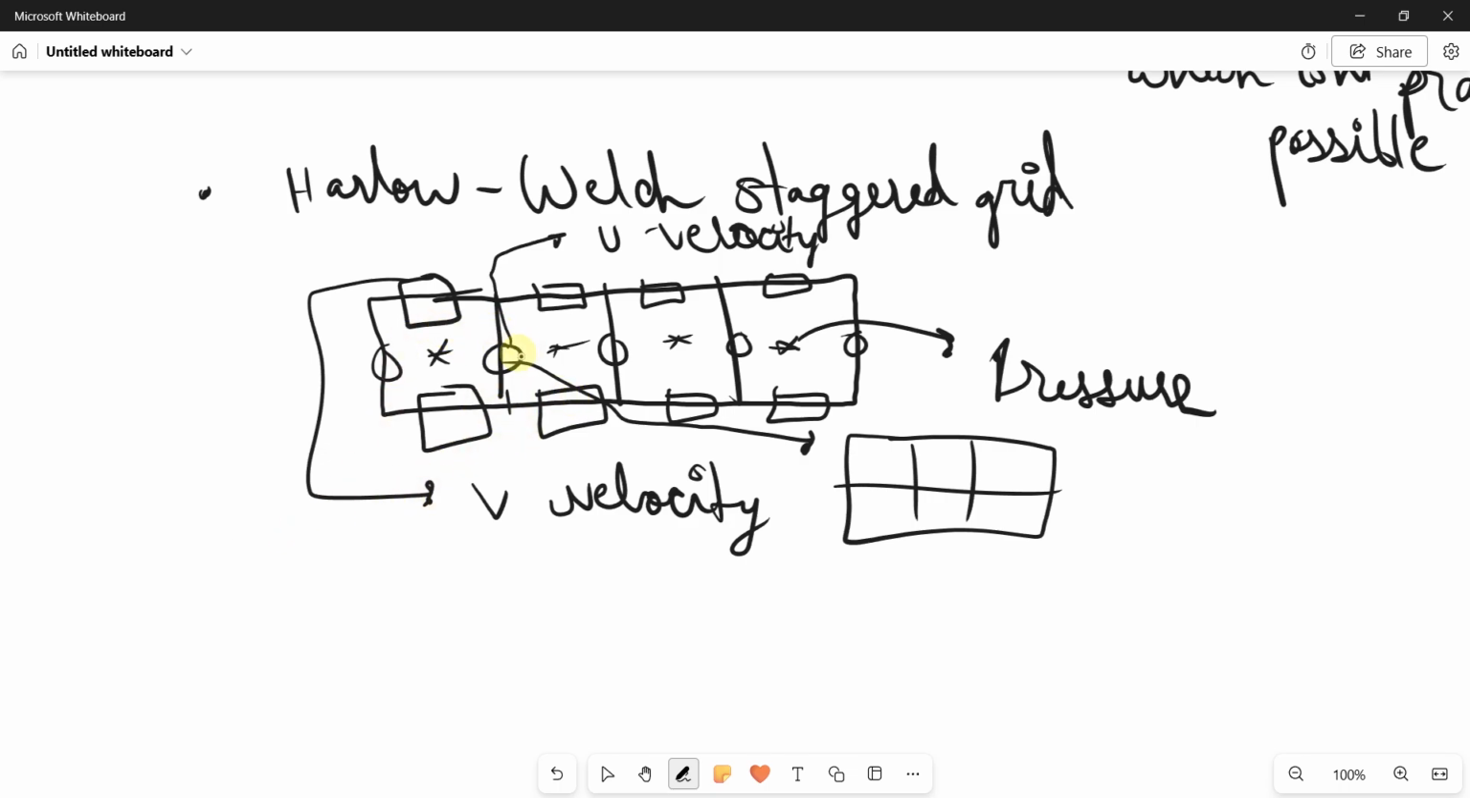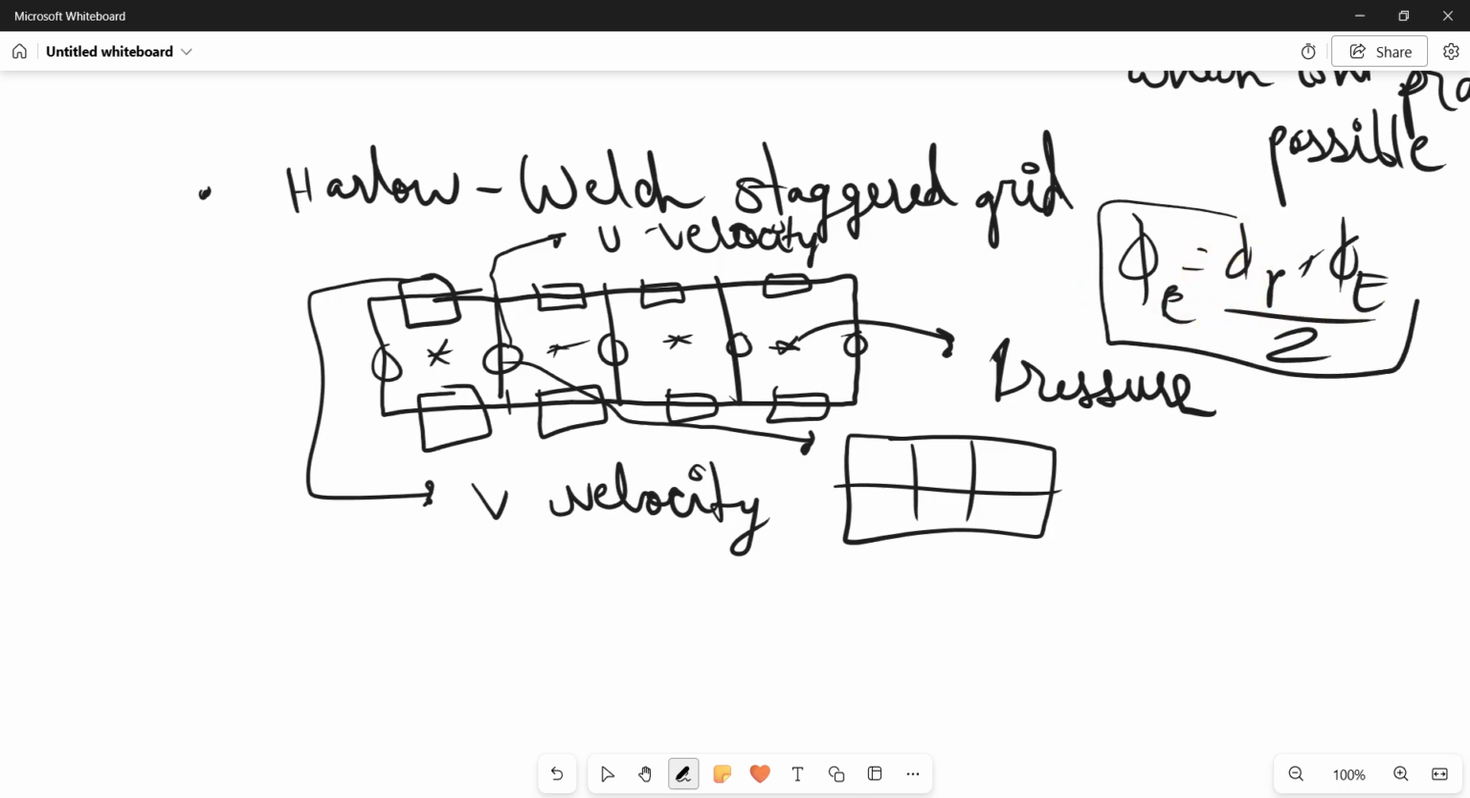As I told, since the velocities are directly stored in the faces, you don't have to do any interpolation. In the normal collocated grids, you used to say phi_e is equal to (phi_P plus phi_E) divided by 2, right? We don't have to do this here, because this was the parameter value that we were finding at the face. Now you directly have the velocities and values of the parameter at the face itself. It's stored in the face itself, right?